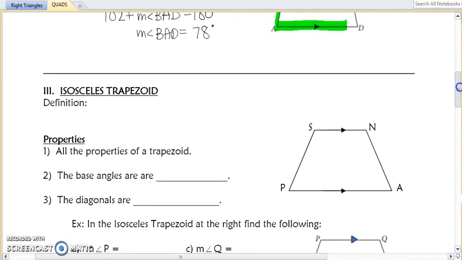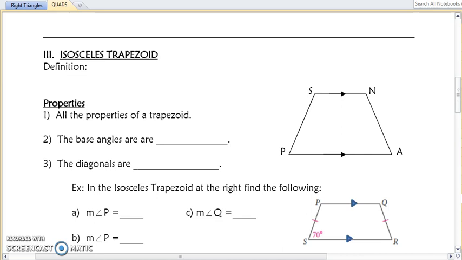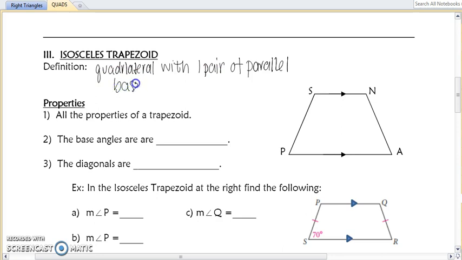So our isosceles trapezoid is next. So with our isosceles trapezoid, we have all of the characteristics of our regular trapezoid, but additional ones. So it's a quadrilateral with one pair of parallel bases, and also congruent legs. And remember, those legs are just the non-parallel sides.